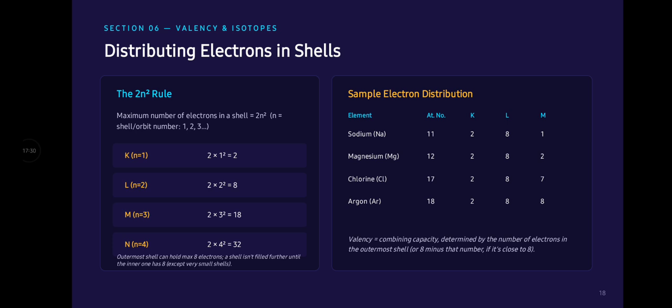Sample electron distribution, as you are seeing on the screen, the elements are sodium, magnesium, chlorine, argon. Its chemical formula is there, its atomic number is there and its electron number in the shells are there. Valency, combining capacity, is determined by the number of electrons in the outermost shell.